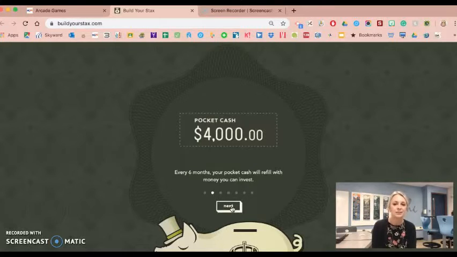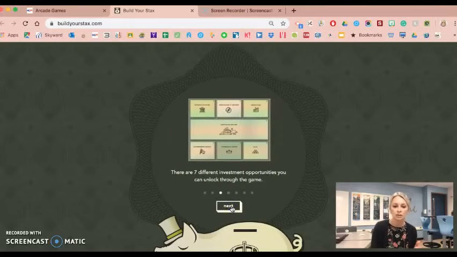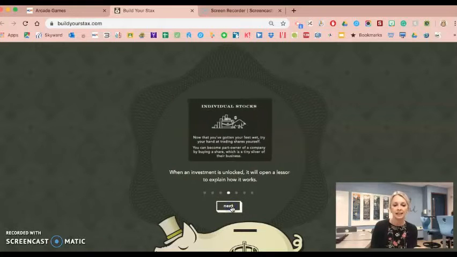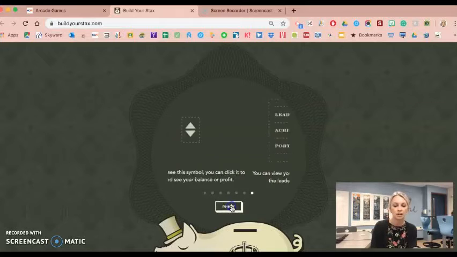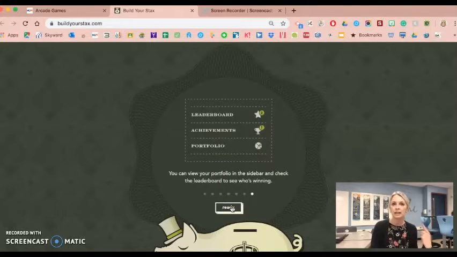I played it with my students, and then on some of our extra days, they asked, can we play STAX again? They really like it. They're really engaged with this interactive. So they have some pocket cash that they're trying to invest, and the 7 different investments will appear on their screen. And again, it gives them all of these directions that they'll read through as they start the game. And then they're keeping a leaderboard.